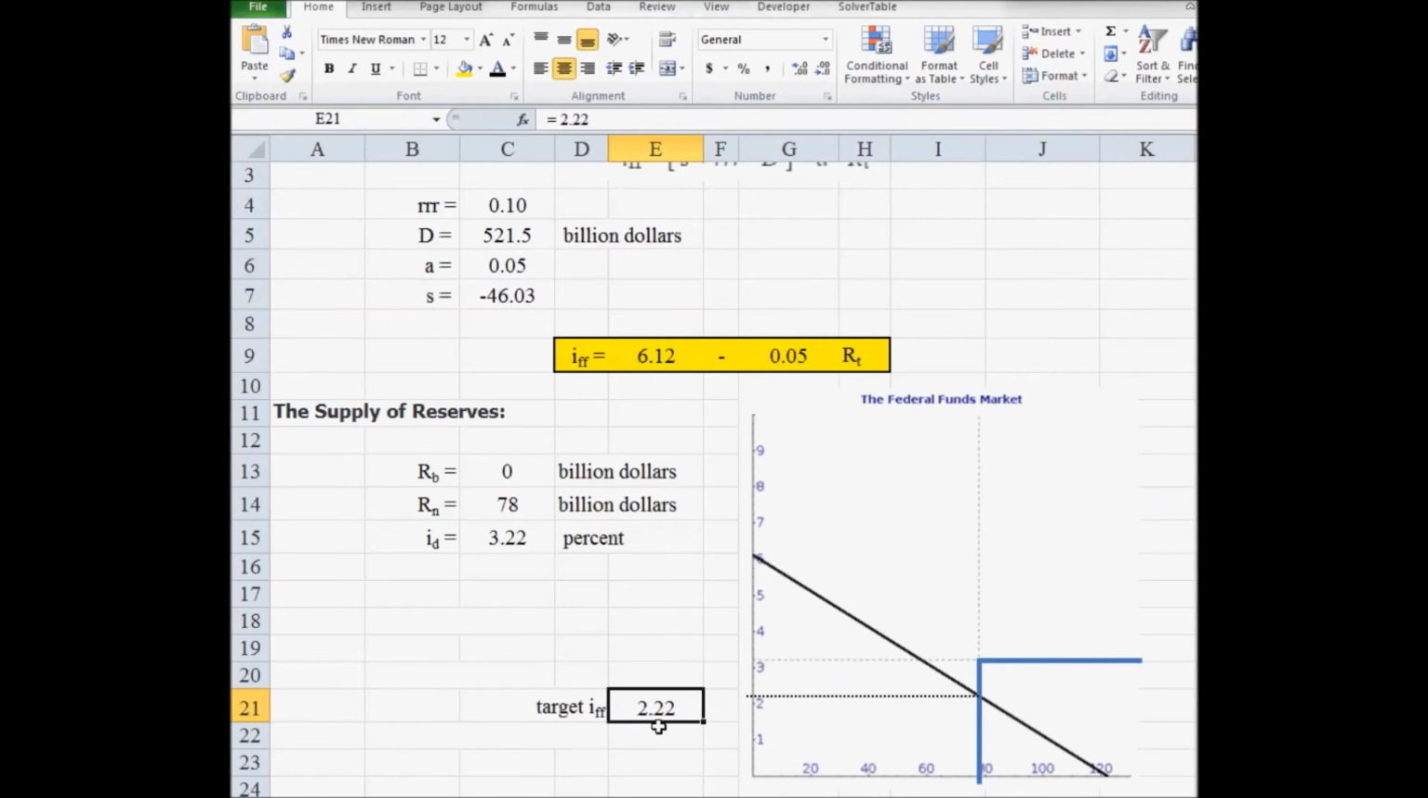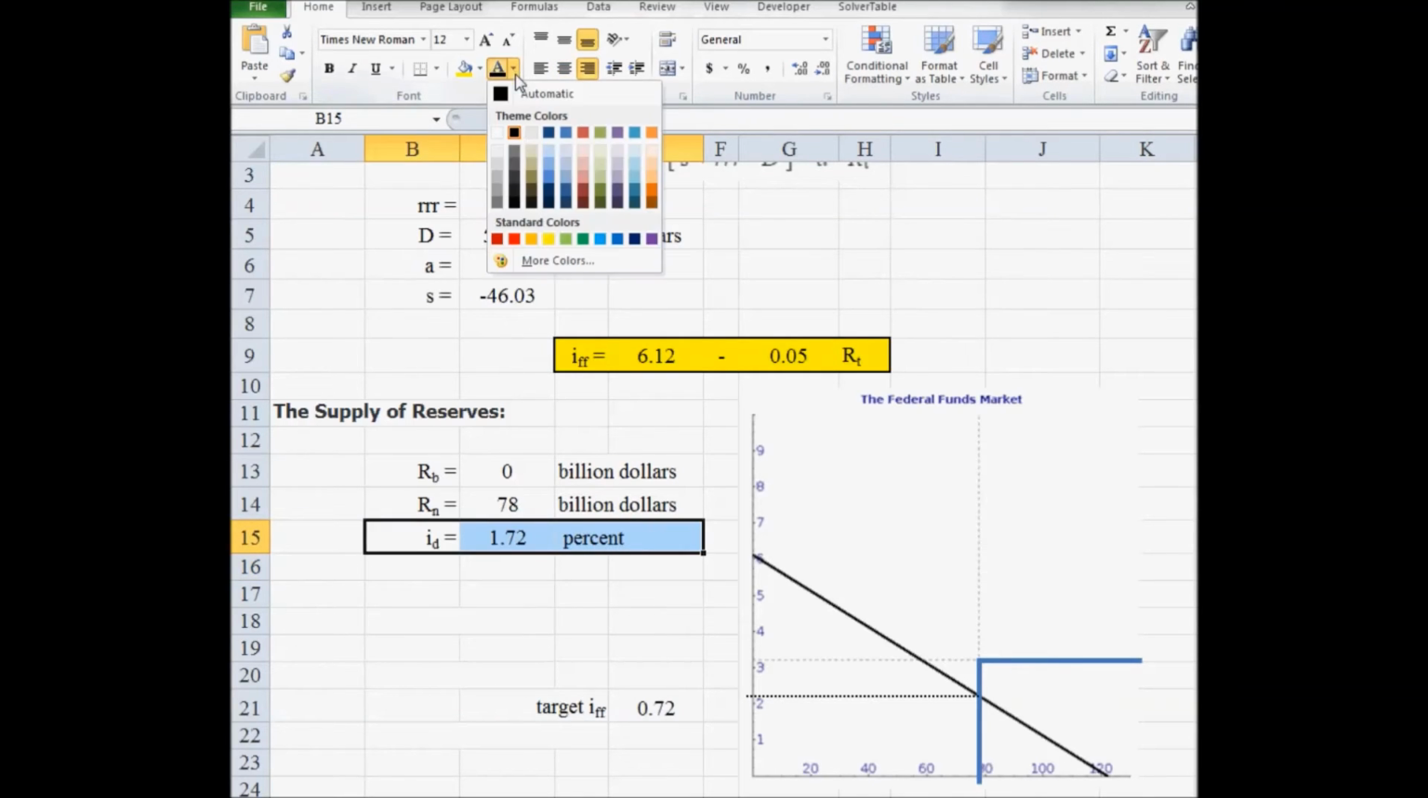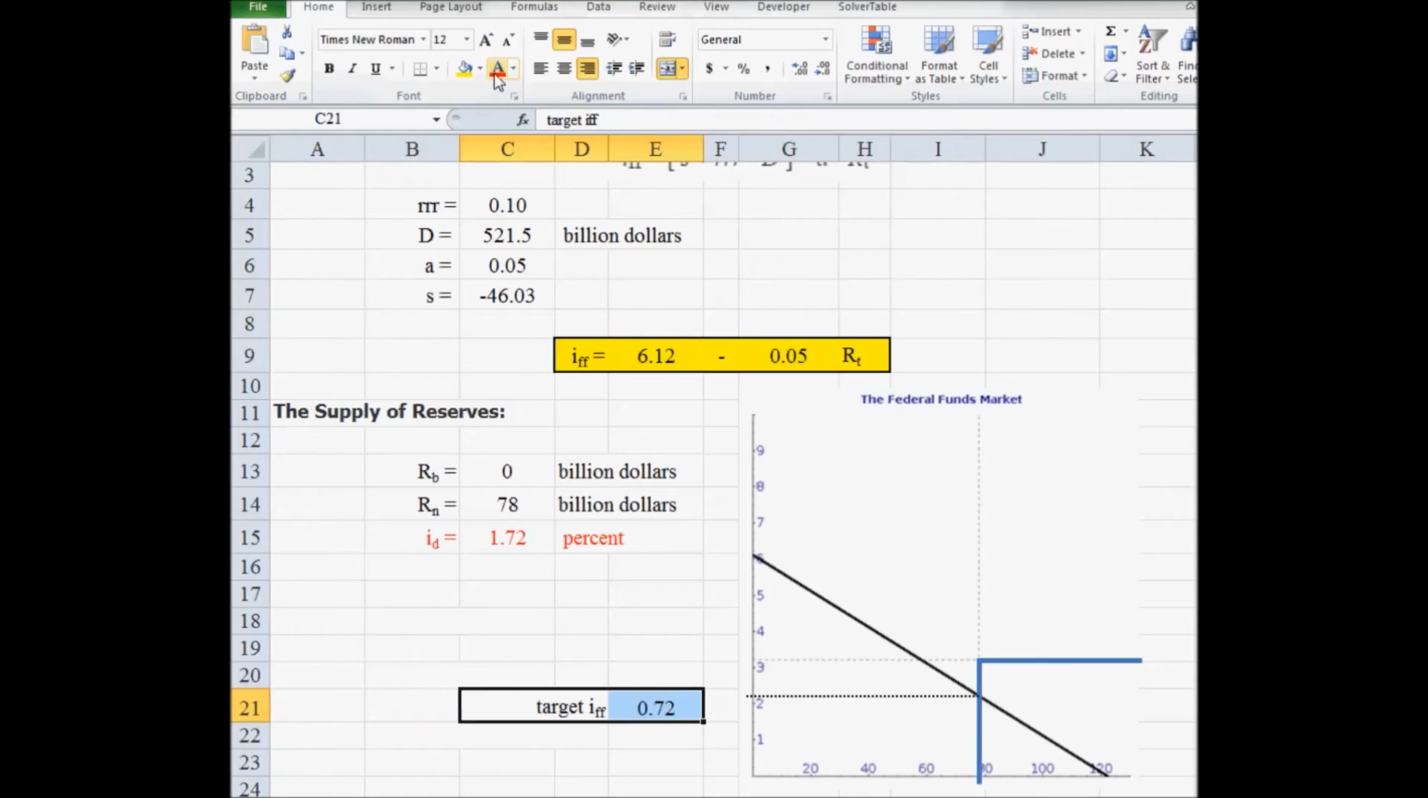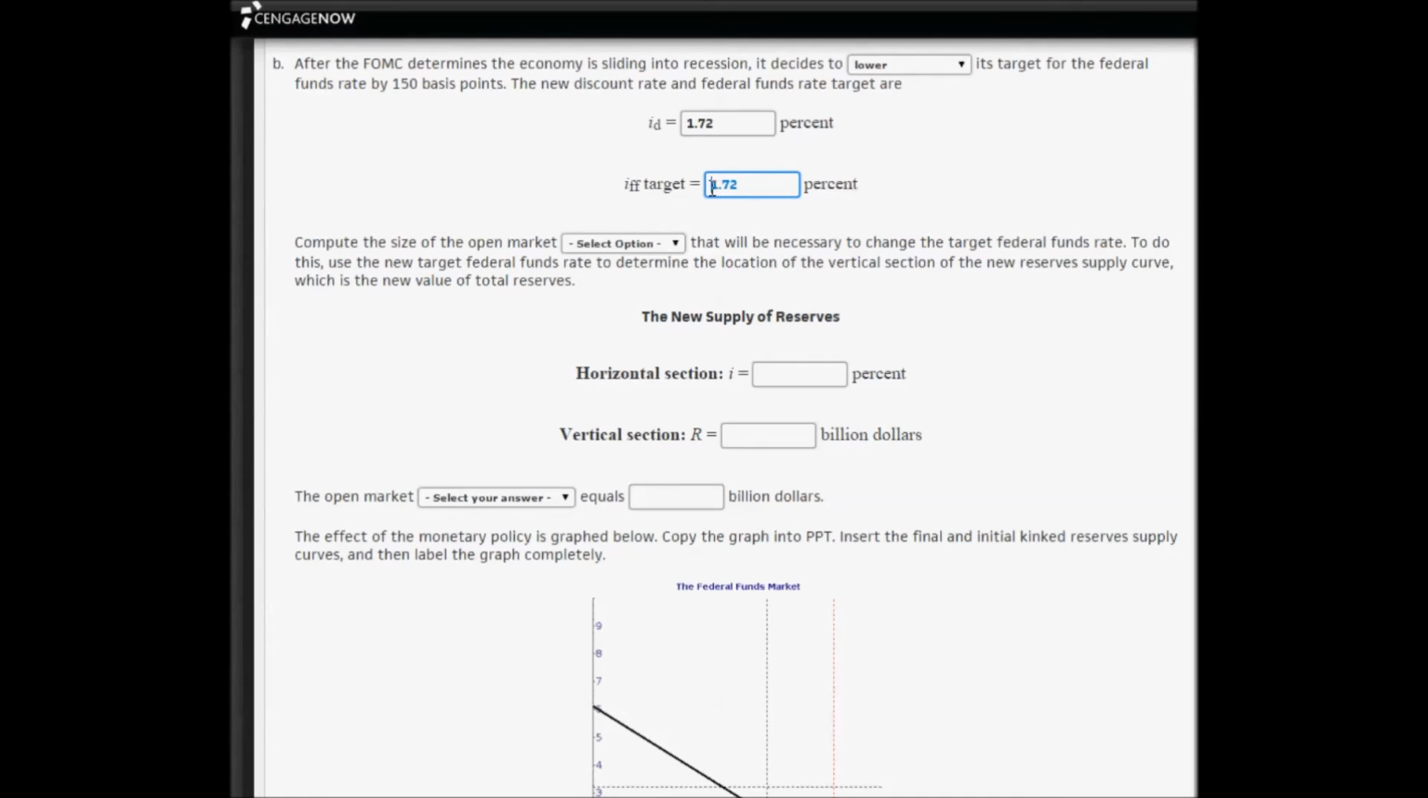With the old target being 2.22, the new target would be, again, 150 basis points is 1.5 percentage points. So the new target would be 0.72. Now, because the target has been lowered by 150 basis points, so too is the discount rate by the same amount, to 1.72. And I'll make these red to differentiate from initial to final. So with the new discount rate at 1.72, the new target is 0.72.